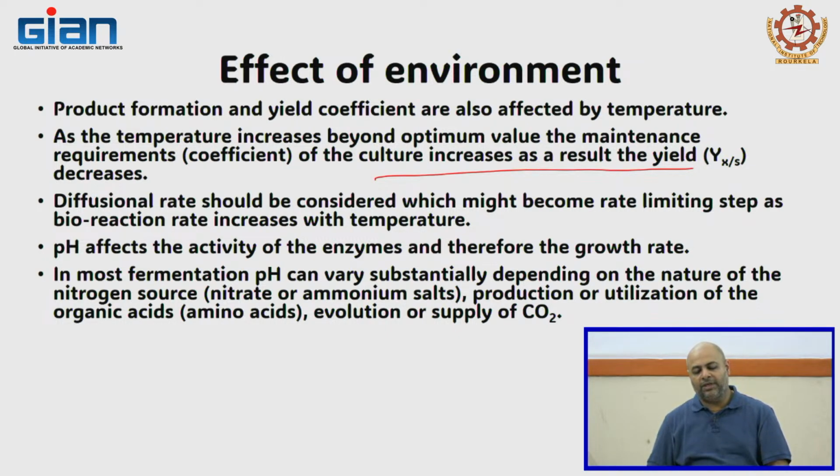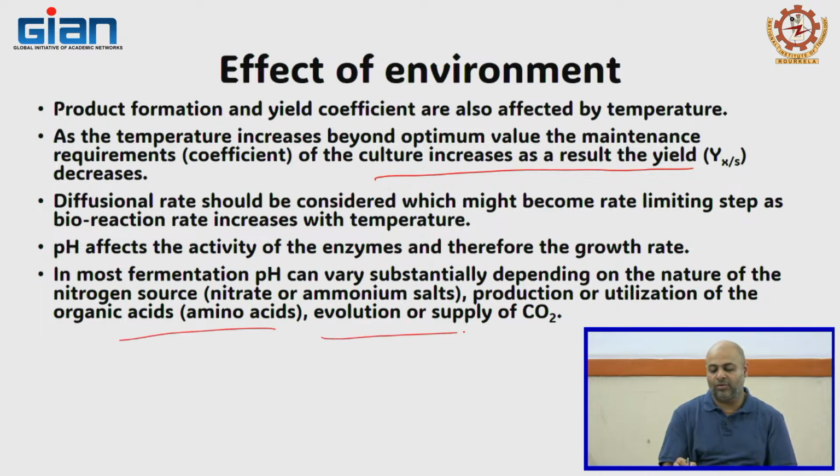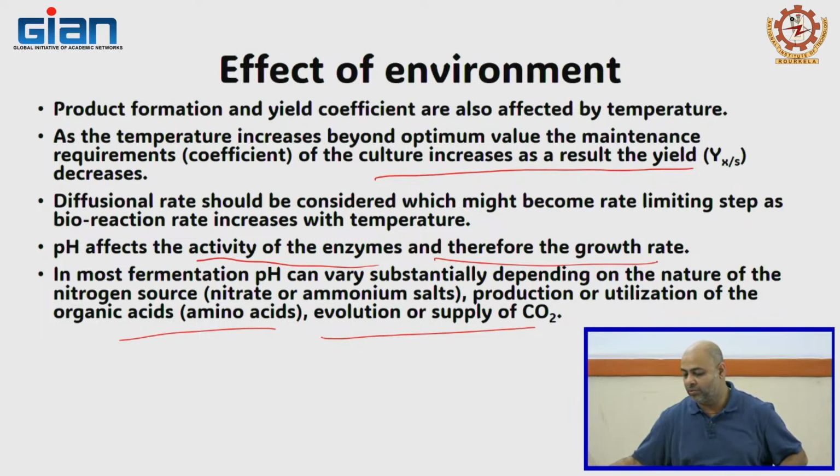So, in most fermentations, pH can vary substantially depending on the nature of the nitrogen source, production or utilization of the organic acids, and the evolution or the supply of CO2. By changing the CO2, the pH is also getting affected. And an increase in pH will affect the activities of the enzymes, and therefore, it will affect the growth rate.